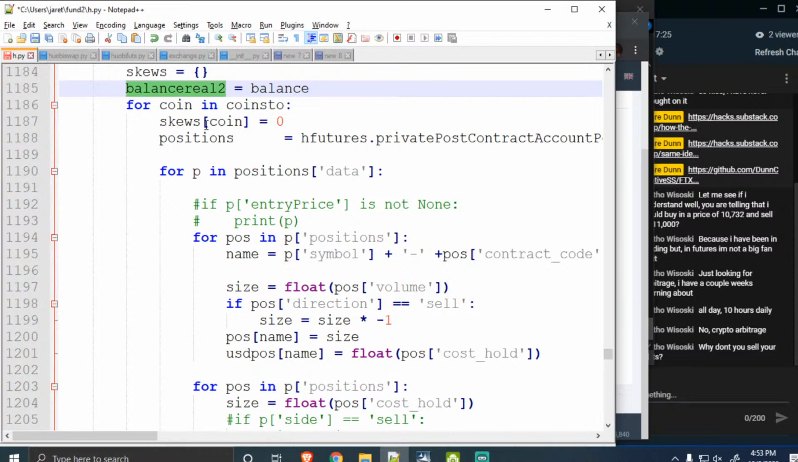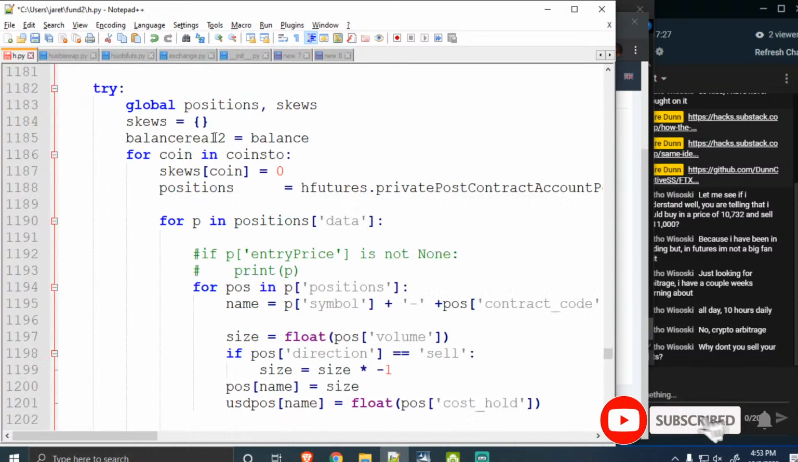So here what I'm doing is my balance real 2 is going to be equal to balance every time we do this update positions.